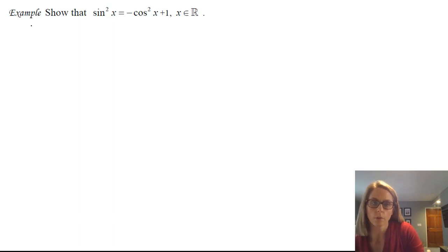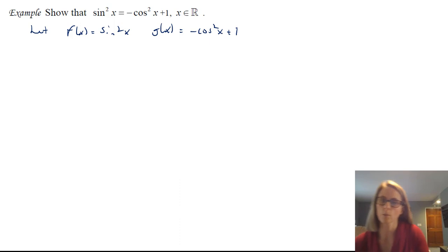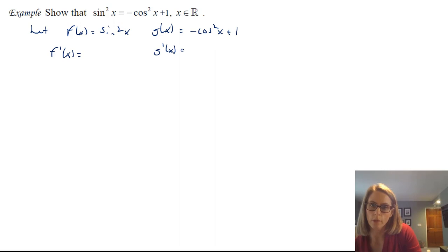So what we'll do is, and this is again just an example of one of the consequences of the mean value theorem, we'll let f of x equal sine squared x, and we'll let g of x equal negative cosine squared x plus 1. So we'll consider both sides as their own separate functions. Now if you want, you can pause and take the derivative of both and then check your answer. So the derivative of sine squared, I need the chain rule.